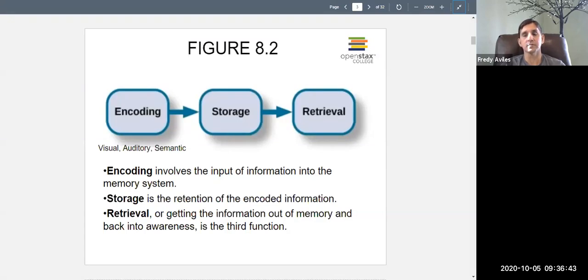Keeping it stored so you can use it later. And then when you use it, that's called retrieval, right? When you get the information out so that you can use it, so you can think about it, so you can be aware of it. That's retrieval. So memory involves encoding, storage, and retrieval.